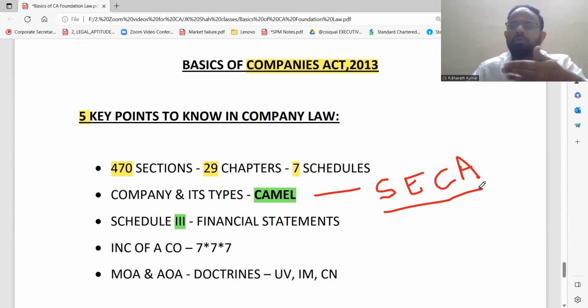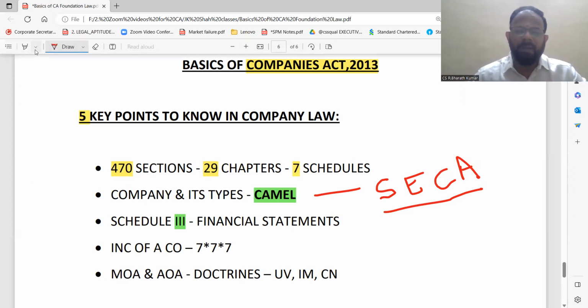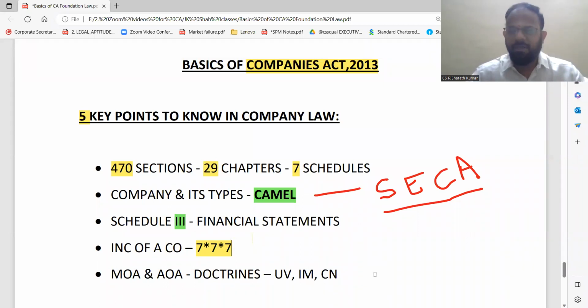So when I talk about how to incorporate a company, again, when people blink on the section numbers and other things, you can easily say it is 7 into 7 into 7. What is this 7 into 7 into 7? You don't need to calculate. Section 7 has 7 points, or the 7 steps, on how to incorporate a company. In that 7 steps, it has 7 compliances, including the orders of the authorities. So how to remember this? Section 7 has 7 compliances or 7 points or 7 steps. In those 7 steps, you will have 7 compliances too. How easy it is for you to understand.